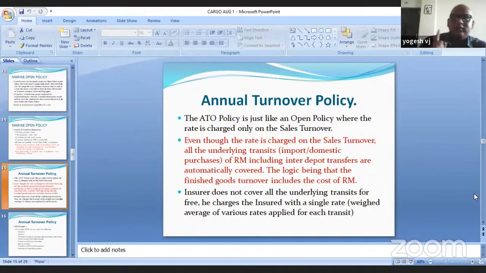He applies a single rate. He understands first whether the goods are coming from abroad by air or by vessel. If coming by vessel, then are they classed vessels? What is the route of their journey? All these things are weighed and then they arrive at a single rate. And one single rate covers everything. Okay.